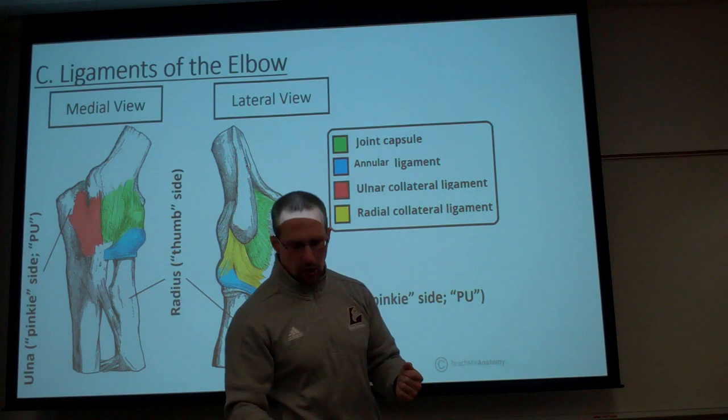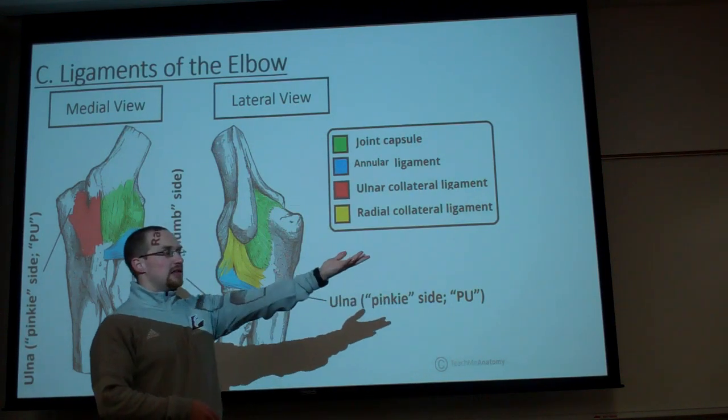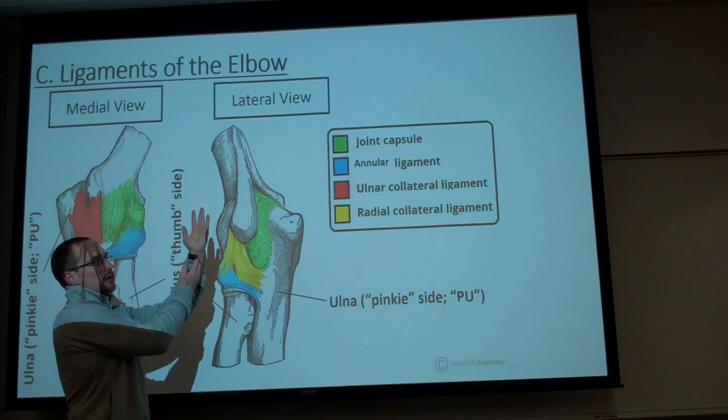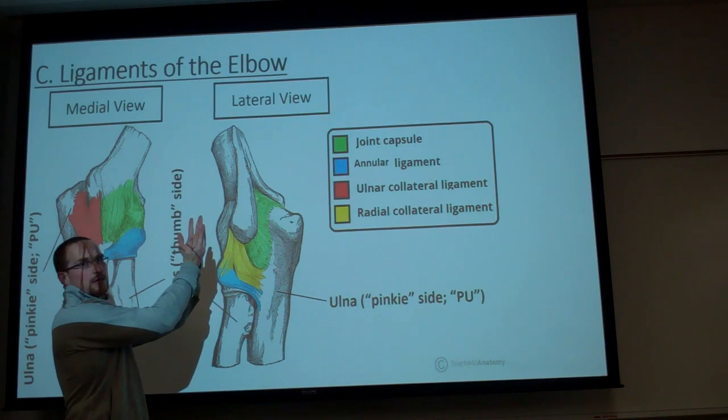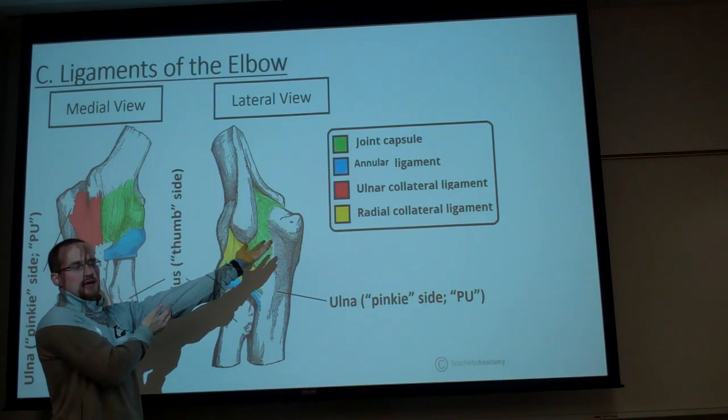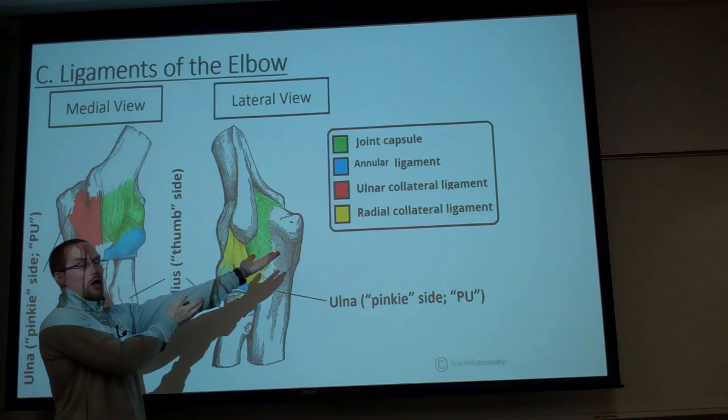So the UCL, the ulnar collateral ligament, is on the ulna side. So remember, the ulna is in line with the pinky, P-U. So it's going to be on the medial portion, connecting the humerus with the ulna.